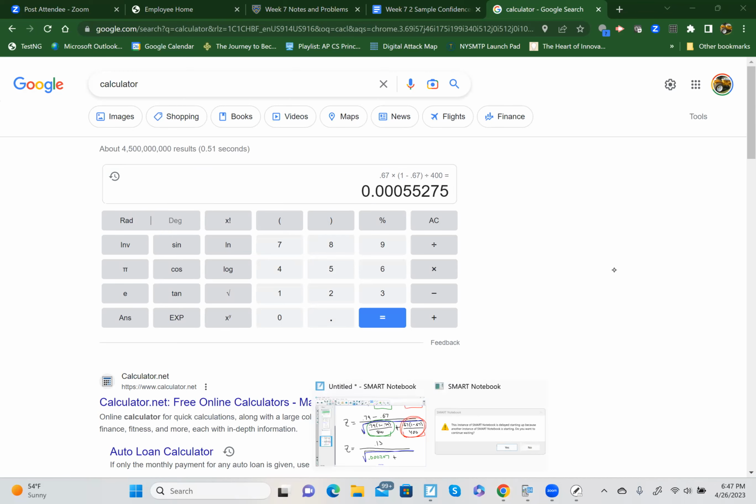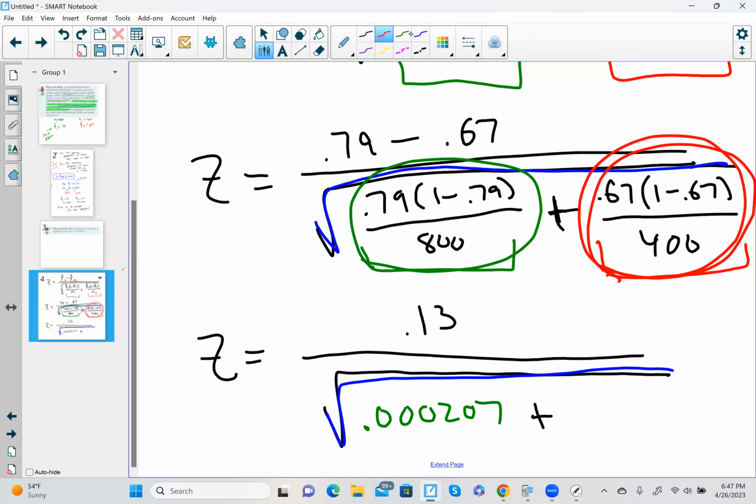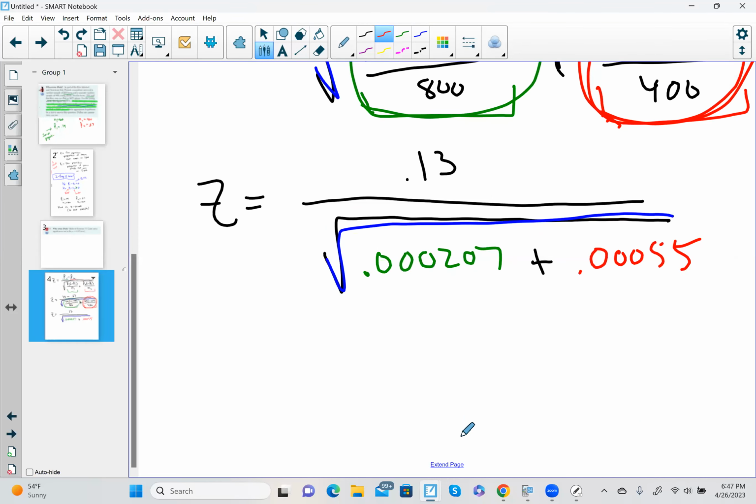0.00055, I think we'll call it that. So this is 0.00055. Okay, doesn't look too terrible. I'm almost there. I just need to get the whole z-score. So that's going to be next. Any questions or comments so far?